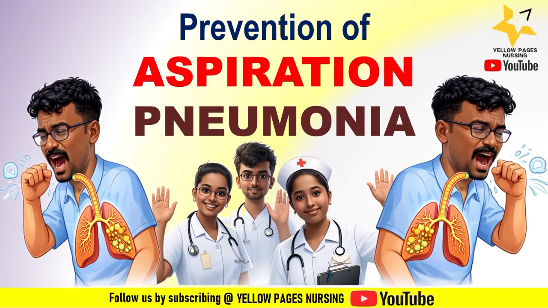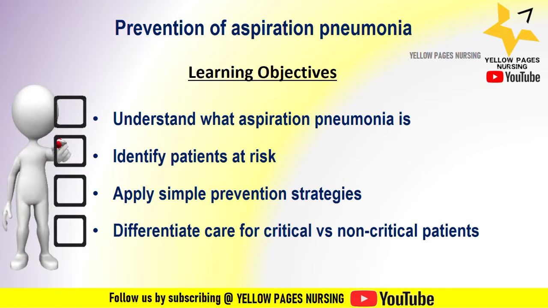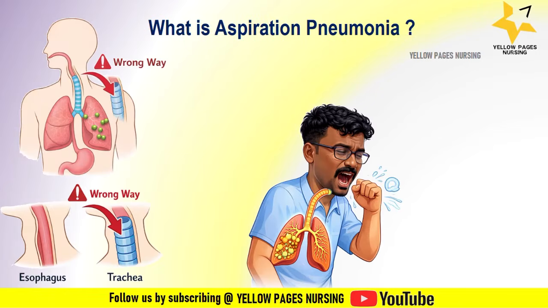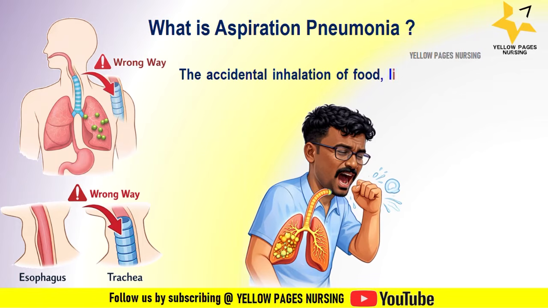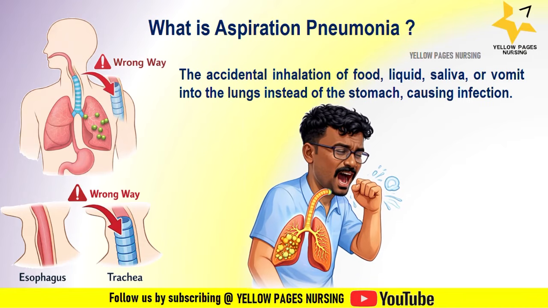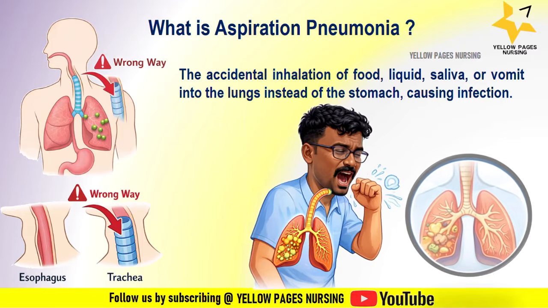Let's get into the topic. These are a few learning objectives we will be discussing in this session. What is aspiration pneumonia? The accidental inhalation of food, liquid, saliva, or vomit into the lung instead of the stomach, causing infection. When does this happen? This actually happens during eating, drinking, or vomiting.